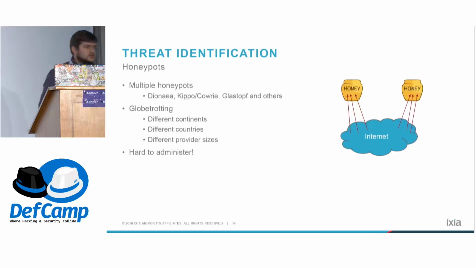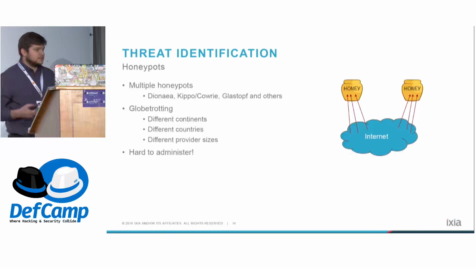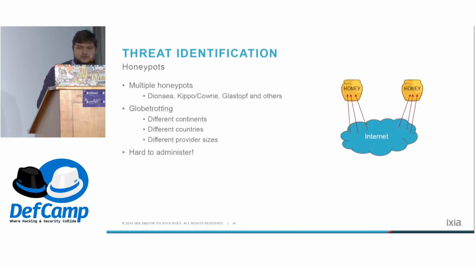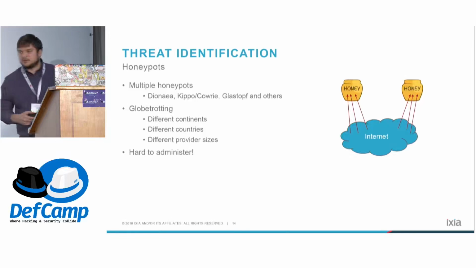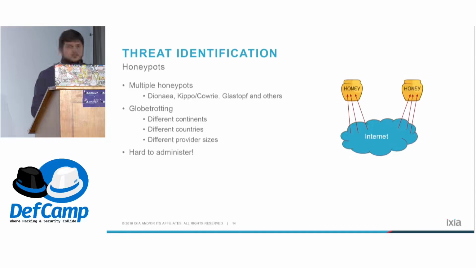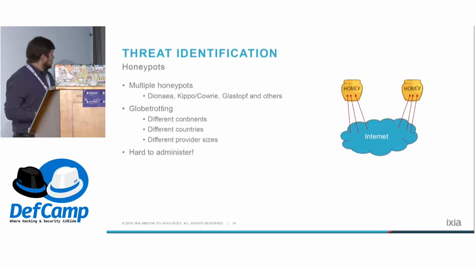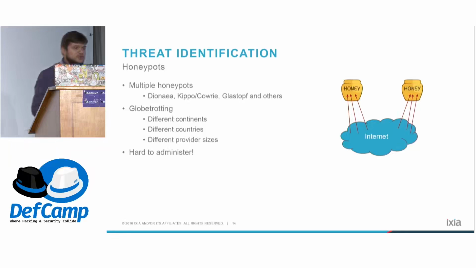So this was talking about the client side. We also have the server side, public-facing services to consider. And for those, we used honeypots. Probably people have heard of honeypots. We're using low interaction honeypots, which mimic legitimate services, such as Dionaea, which is an SMB, SQL, FTP, and multiple services honeypot. Kippo and Cowrie for SSH and Telnet, GlastopF for web exploits, and others.